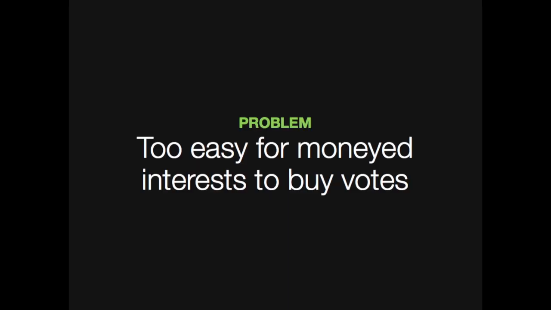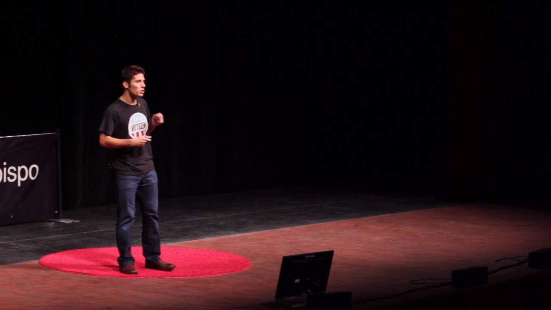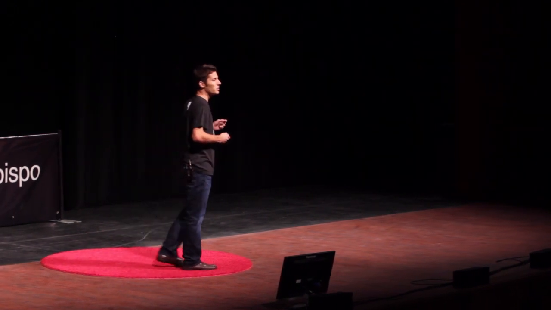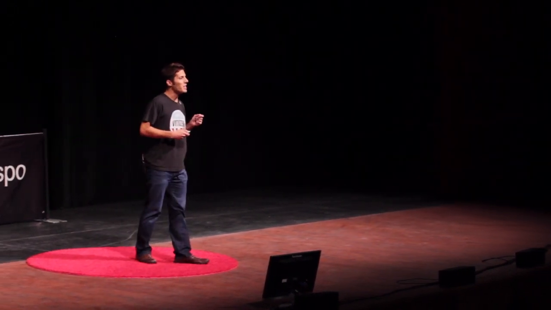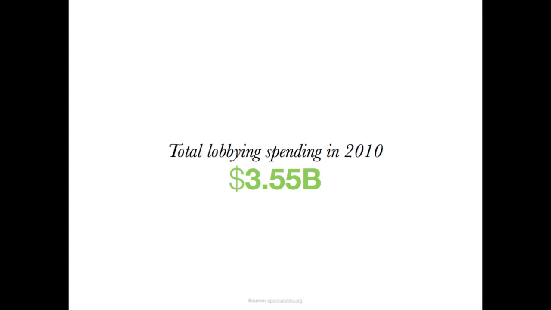Because there are only 435 members of the lower house of Congress in the U.S., it's a lot easier for all that money to buy votes. We're talking 218 votes in Congress in a nation of 300 million people. That's all it takes. Pretty easy to target them at this point. $3.55 billion were spent on lobbying in 2010. $3.5 billion.